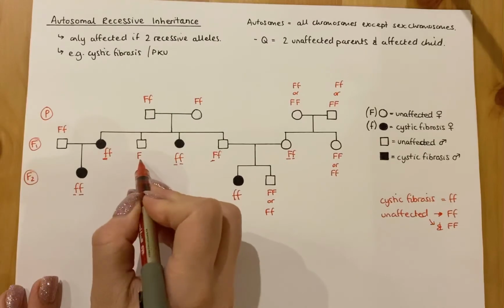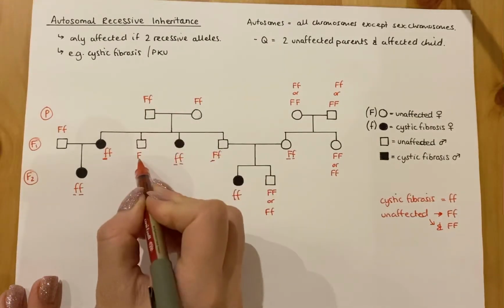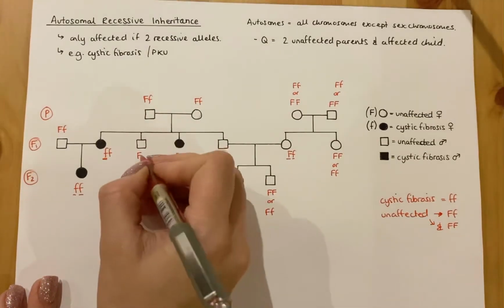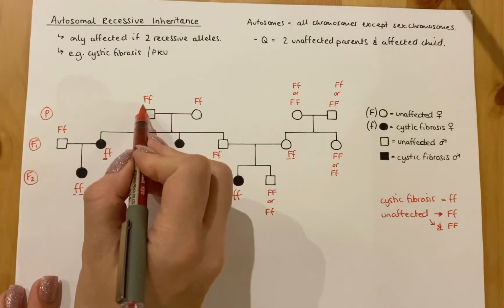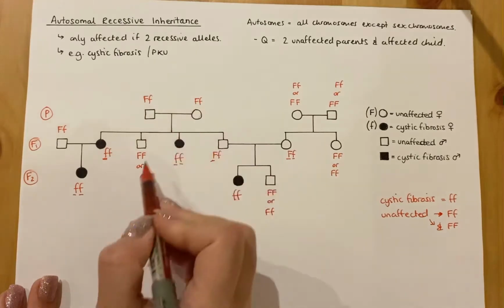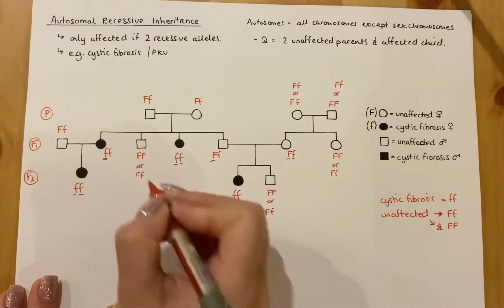Okay, same logic applies over here. Each parent could have given a dominant allele to it and made it homozygous dominant. Or you could have had one parent give a dominant allele and one parent give a recessive allele to make them heterozygous.